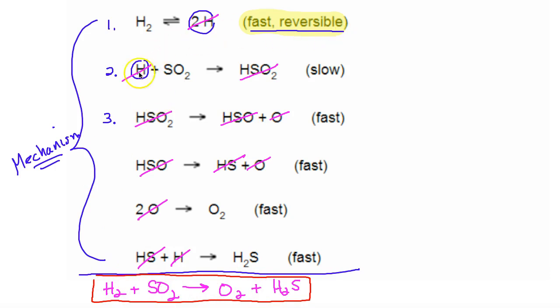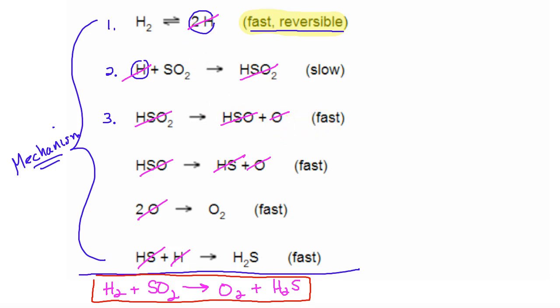Now, this is a proposed mechanism. We can't watch these happen with a microscope. So these are proposed, and we're going to do a test, usually with some experimental evidence, to see if this set of steps supports this mechanism. Now, before we do so, we have to know what the rate law is that comes from this proposed group of steps for this overall reaction.